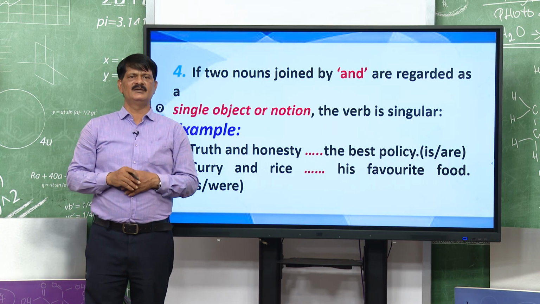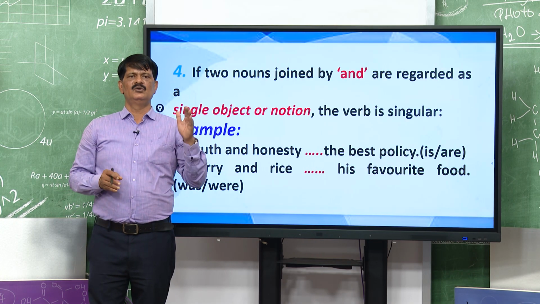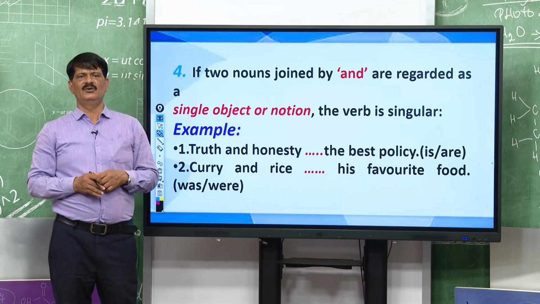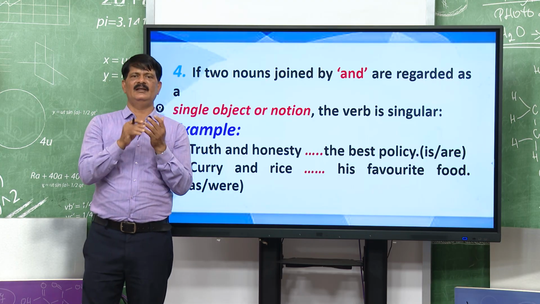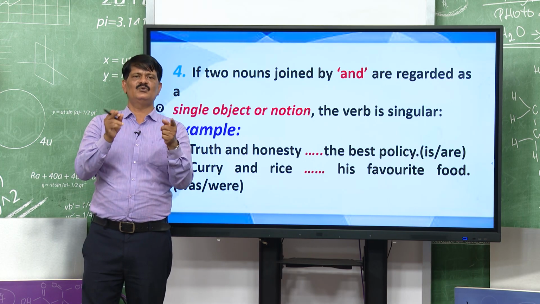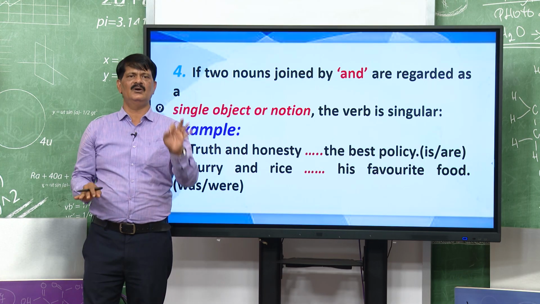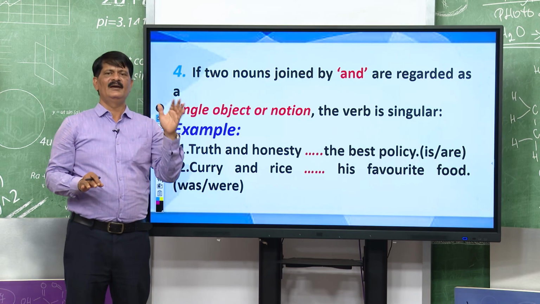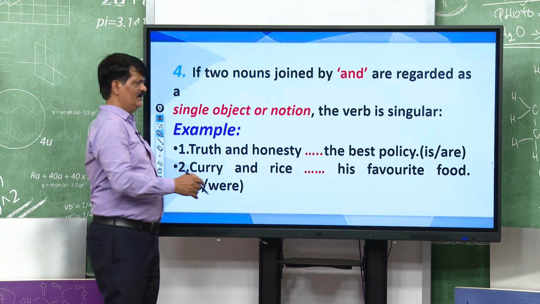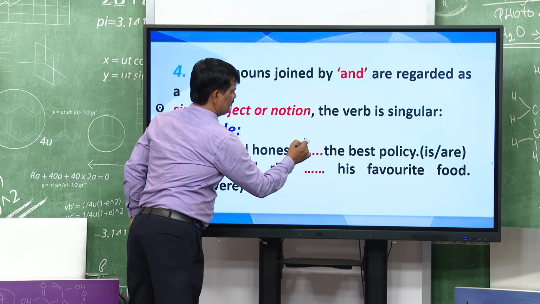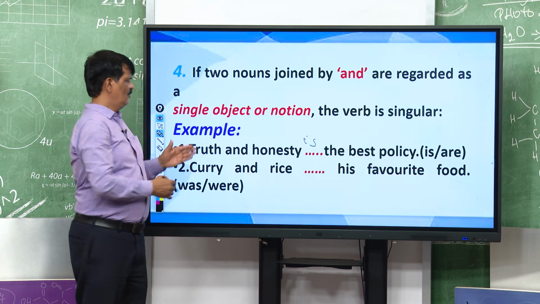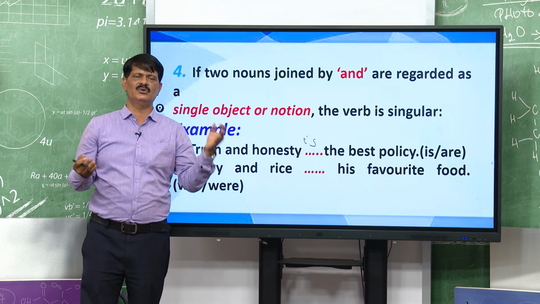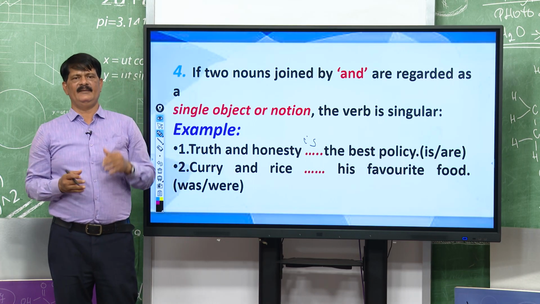Singular. The verb will be singular. Here you see, "Truth and honesty dash the best policy." Where there is truth, there is honesty. Truth and honesty we cannot separate. So, it is a single idea or single notion. So, definitely our verb will be "is," not "are," because where there is truth, there is honesty, where there is honesty, there is truth. So, it is a single idea.